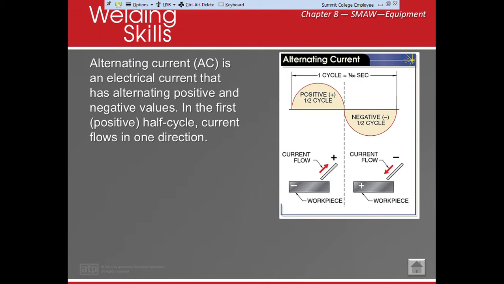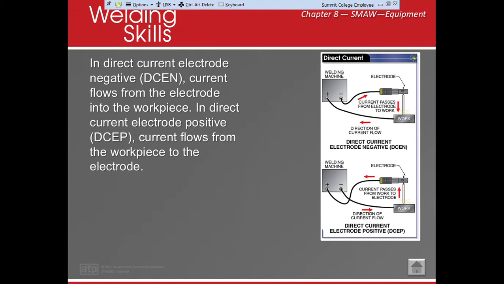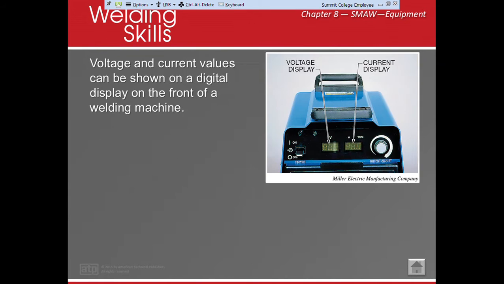Alright, so we're going to go over alternating current. Alternating current has a positive and a negative cycle. This also affects what goes towards our workpiece or what comes away from our workpiece. Okay. DC electrode negative or electrode positive. DC only allows our current to flow in one direction. Whether it's electrode negative or electrode positive tells us which direction it's going in terms of towards our work or away from our work. Okay.